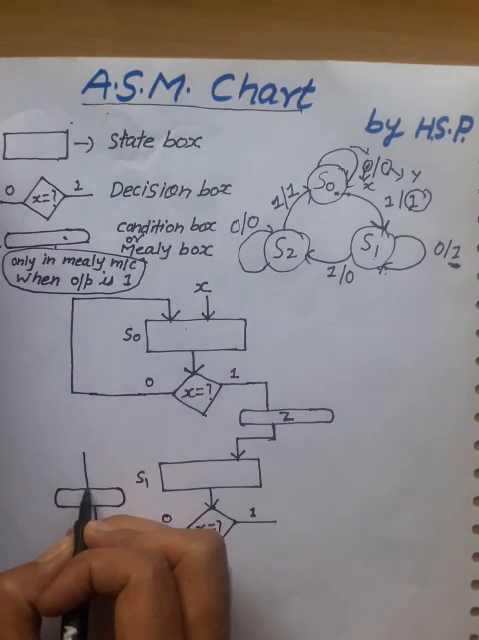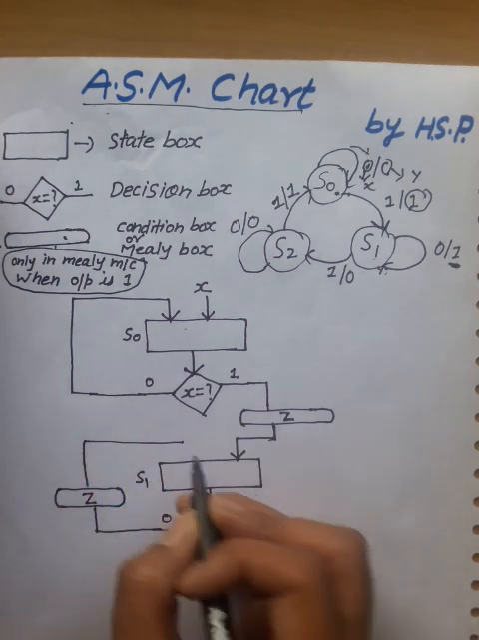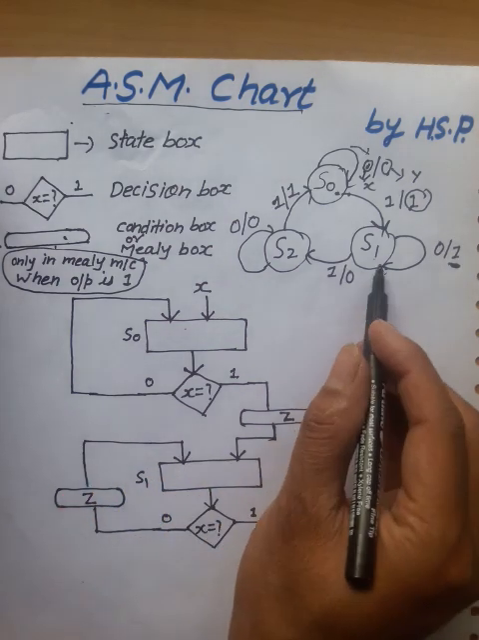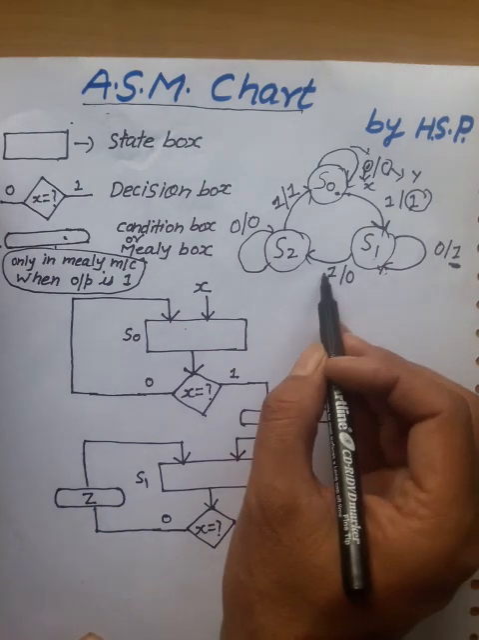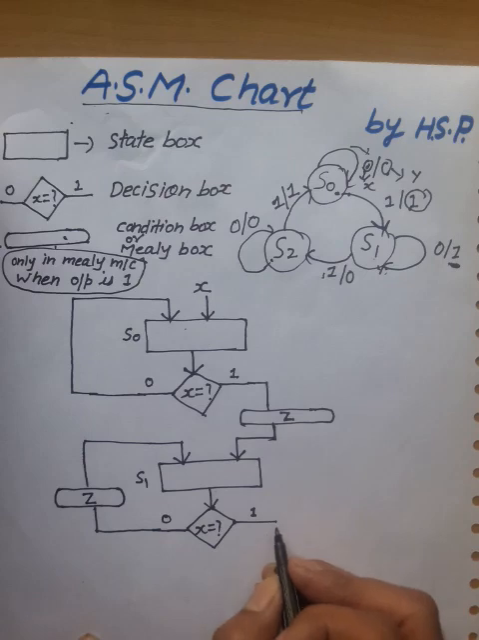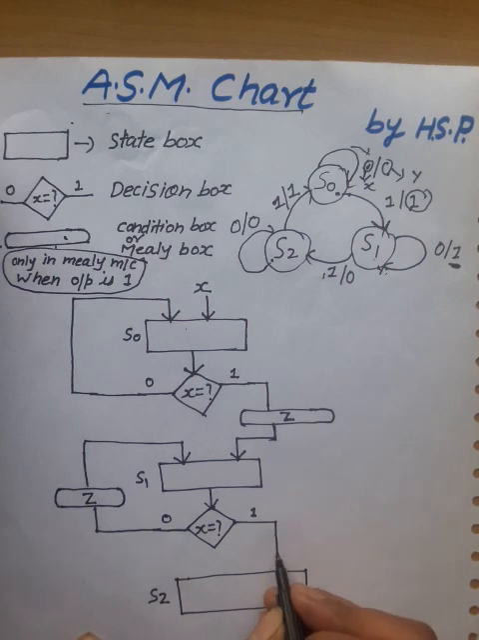Okay, where it is going? It is going to S1, same state. And when its value is 1, where it is going? It is going to S2. So make one box S2. This is your box S2. It is going here. Fine.